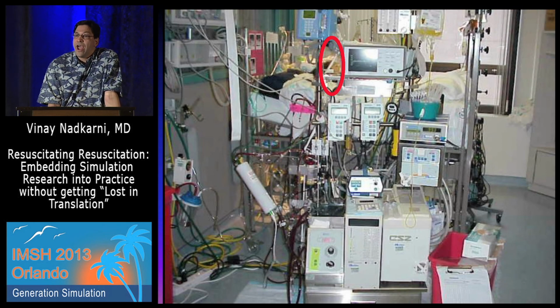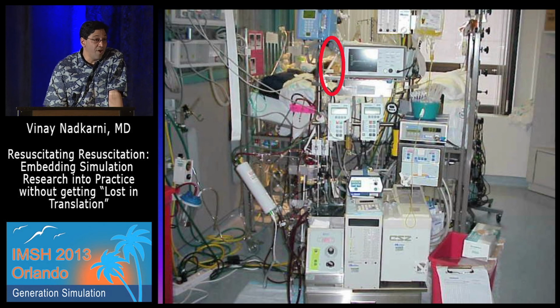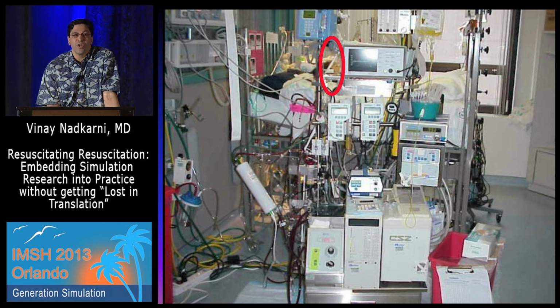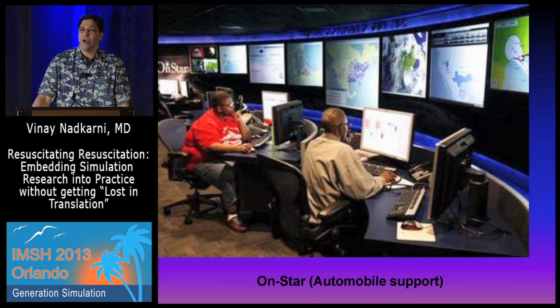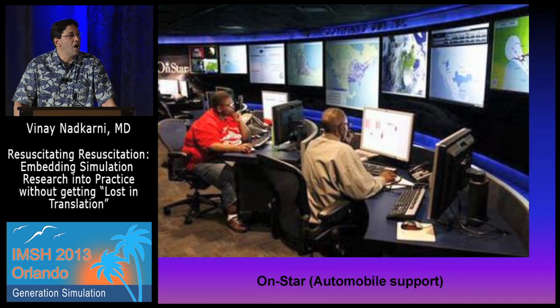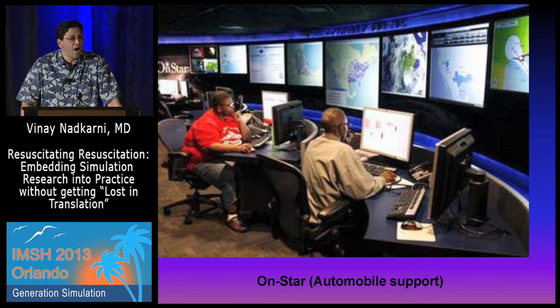This is our ECMO circuit at the moment. Can you find the baby or the providers in the picture? There's the baby. We need to shrink this down. We need to make it simple and usable and employ our human factors. Perhaps our ICUs need to be more like our smart cars, with OnStar Online.